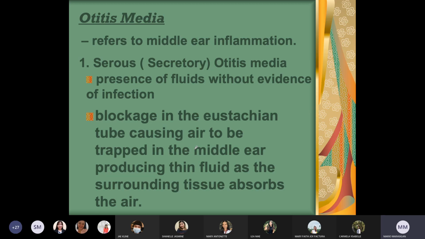Ang common dito sa mga swimmer, right? Saka doon sa mga air traveler. So pag natatrap yung tubig at yung air at tumaas yung pressure, na-absorb yan ng membrane, kaya yung tympanic membrane, which will cause inflammations. So the blockage in the eustachian tube causing the air to be trapped in the middle ear, producing thin fluid as the surrounding tissue absorb the air. Okay.